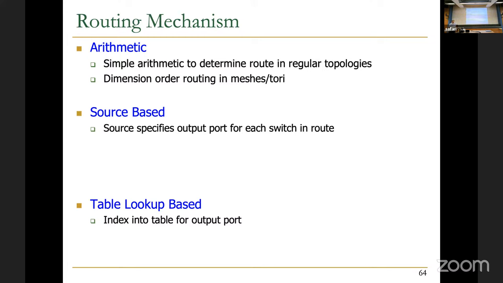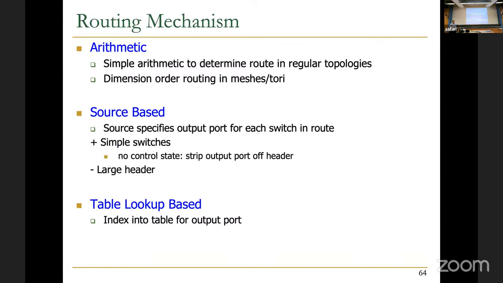Another routing is source based, where the source specifies the output port for each switch in the route. When the packet is sent from source A to destination B, the source node is responsible for putting all the nodes that this packet should take to reach the destination. So the header of that packet is quite heavy, including all the intermediate nodes to the destination. We call that a source-based routing mechanism. It has a large header and simple switches, so there is no control state, and everything is controlled from the source.